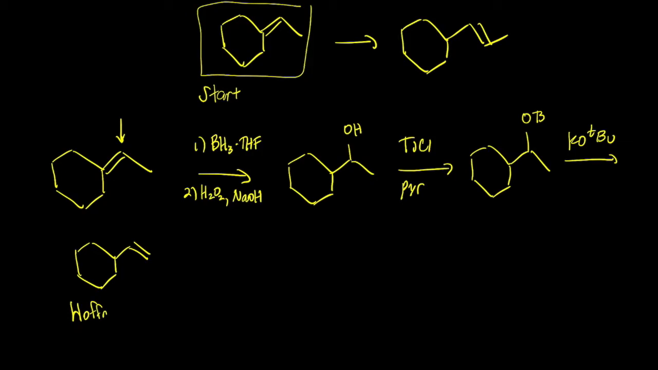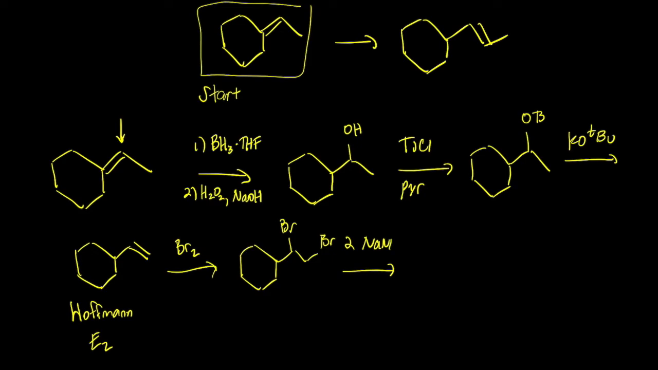Capital H. Okay, so look up the E2 if you forget that. And then here's where we want to do the synthesis of an alkyne. And we want to add 2 equivalents of sodium amide.